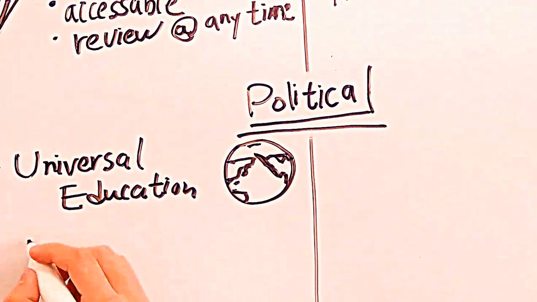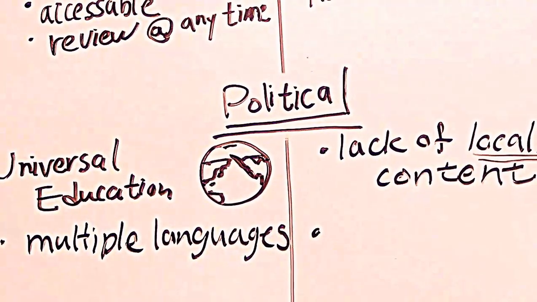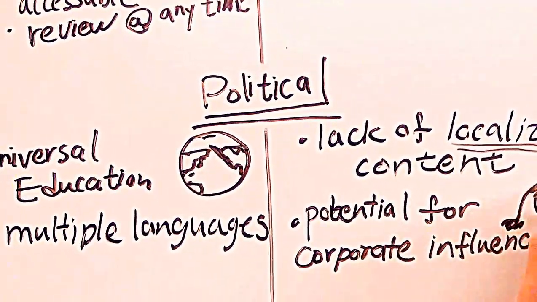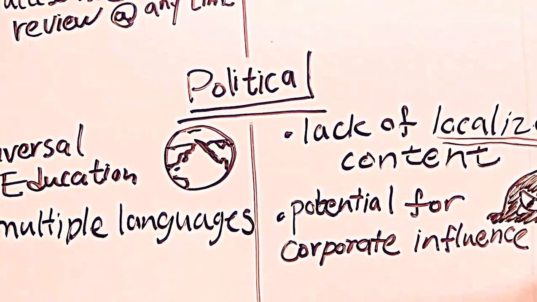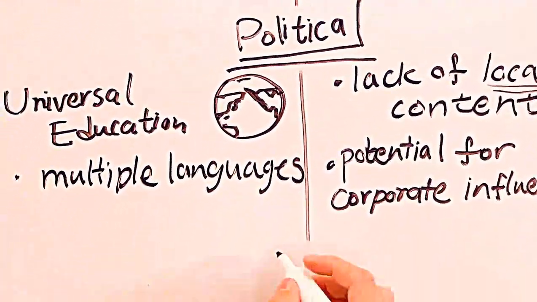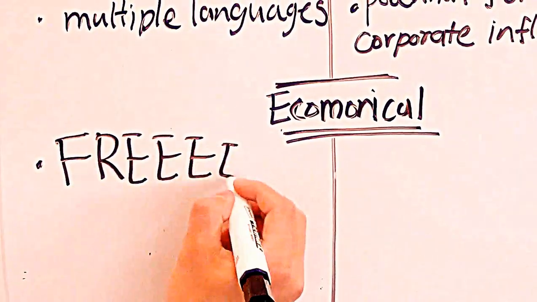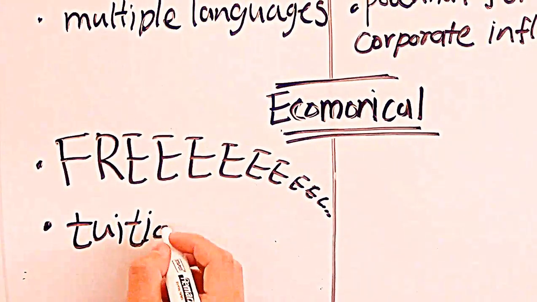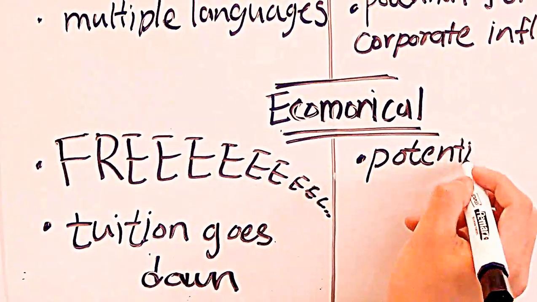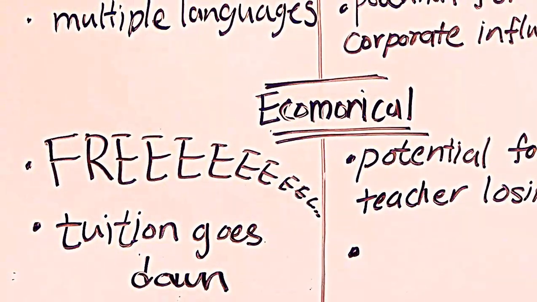Some political pros are that education becomes universal because it is accessible to anyone, especially if offered in multiple languages. Some of the cons, as mentioned earlier, are a lack of localized content, potential for corporate influence, and too much access to information for those who may not use it ethically. Finally, we'll talk about economical pros and cons. Some of the pros include free education for everyone and anyone that wants it. There's also a potential for more jobs in website design and tuition decreases. Some of the cons include potentially less jobs for teachers and universities making less money due to a decrease in students.